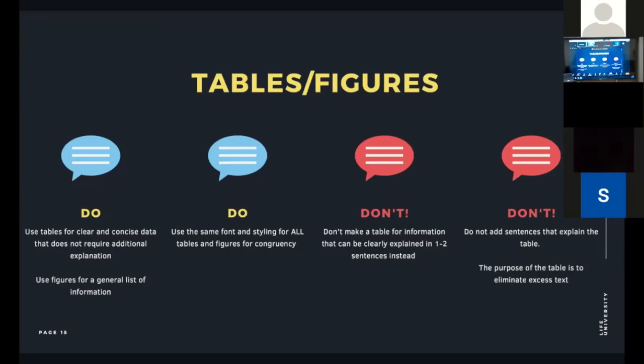Now, the next do for this is going to be consistent. You want congruency with all of your figures and tables. This can sometimes be in the rules section of the journal as well, but generally it comes down to using the same font, same colors, same font size, and just general styling. So we have 2 don'ts for this section. Number 1, never make a table for things that you can just literally write out in 1 or 2 sentences. You might as well just throw that in the paper instead of having a useless table. And number 2, never add sentences to explain the table, like I just said. The purpose is to eliminate text. And once I thought of it that way, that's when it made much more sense to me.